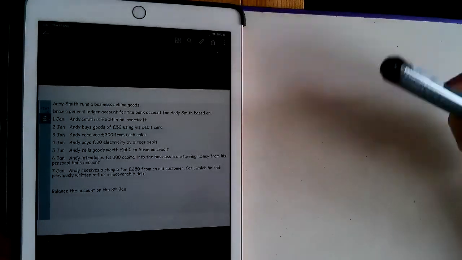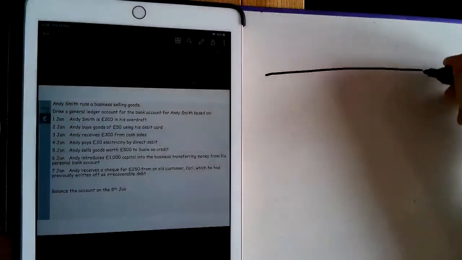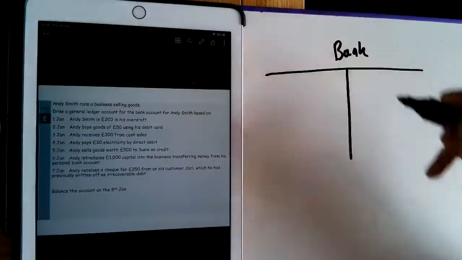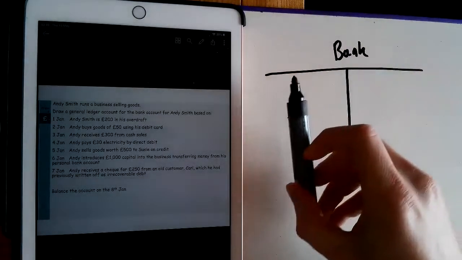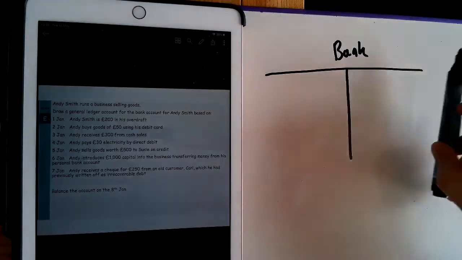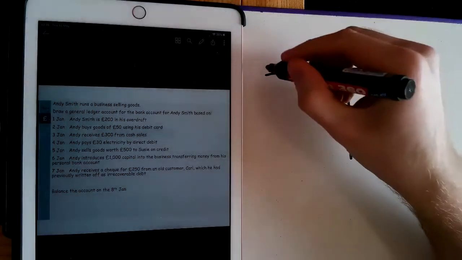So it's just asking us to do a T account for the bank account. So we have our bank account. And we know the rule for bank account, bank's an asset. So that means the debit side is if it increases, so money goes into the bank, and the credit is if it decreases, so that means money is going out of the bank.